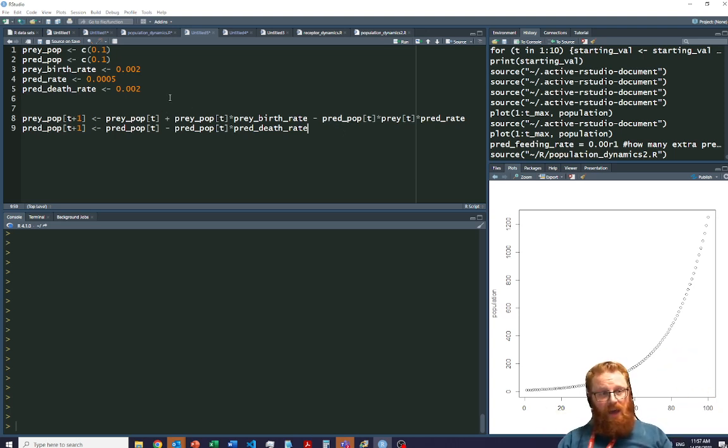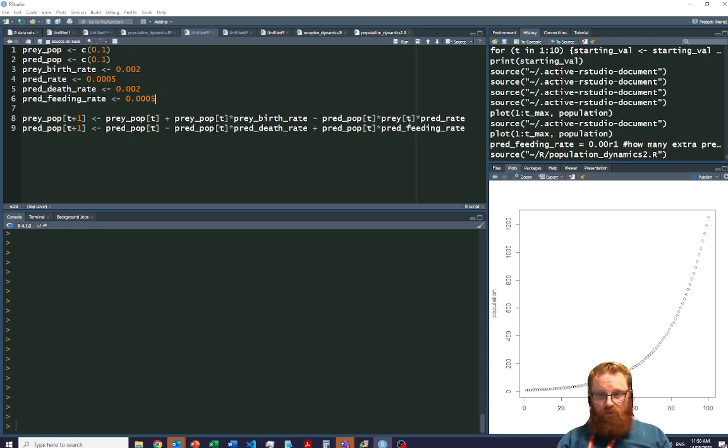But then we're going to add some animals, right? So this is how many new predators we get for every single rabbit that they catch. So that is going to be, let's call this pred feeding rate. And this is going to be the pred population at time t, because after all, if we're talking about new predators being born, they've got to come from somewhere, right? So the more predators there are, the more new babies they should get.